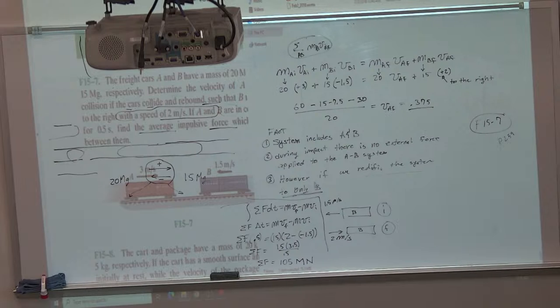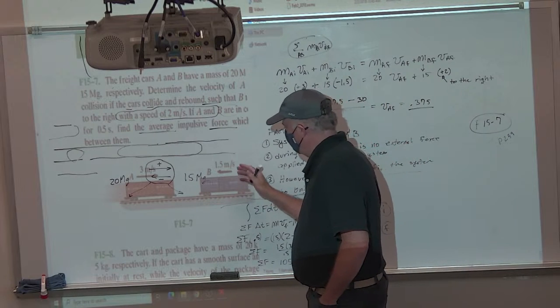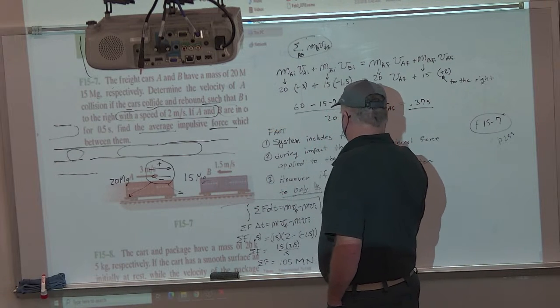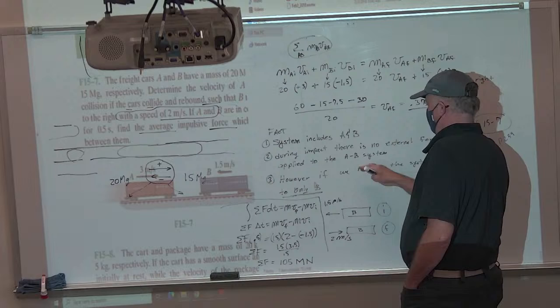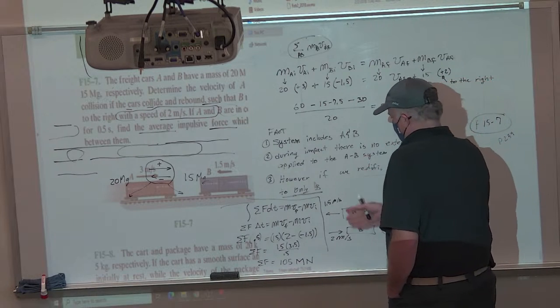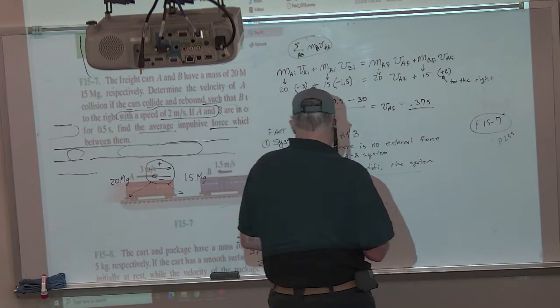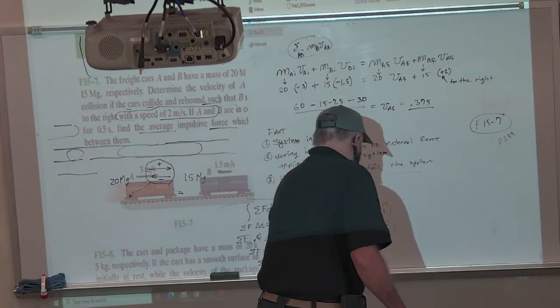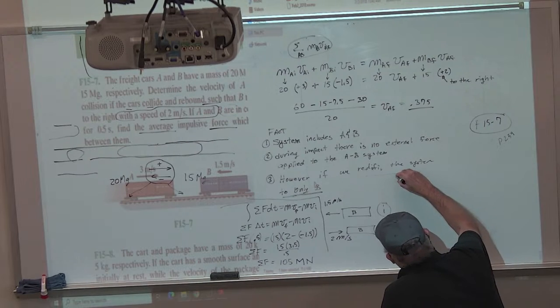So the key is the definition of the system. The system includes A and B during the impact. Nobody was pushing the thing during the impact. There are no external forces applying on the A-B system. If we redefine the system as only B or only A, we can work the system out from there. As an interesting side issue, I may spend a few extra minutes here because this is some concept that comes in. Maybe we'll do that next time.